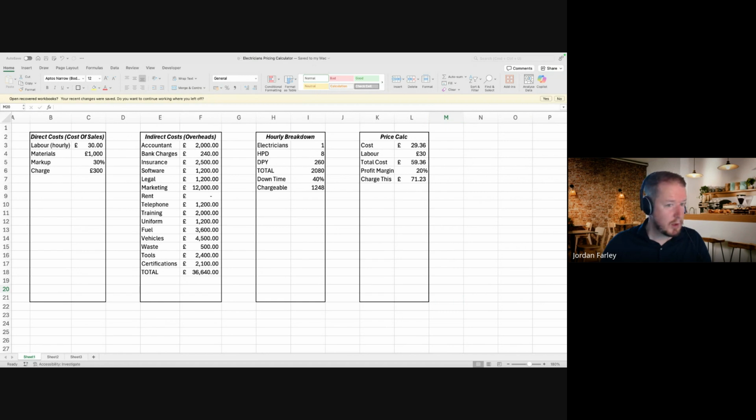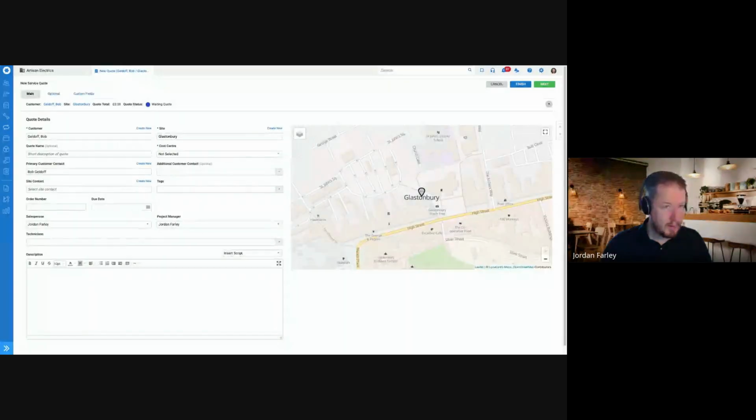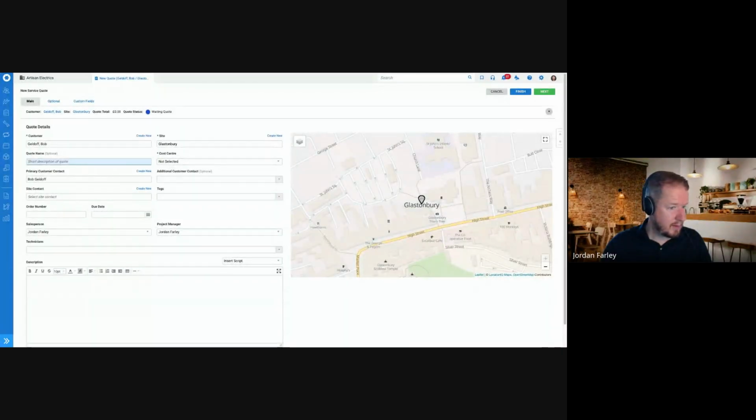Okay, I'm going to share this screen. Okay, so this is Bob's house. This is SimPro, by the way, which is what we use at the moment for our quoting.